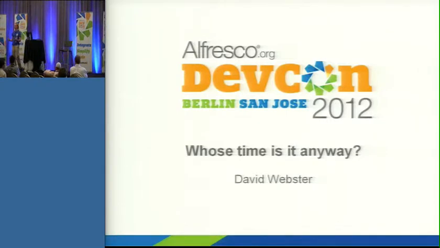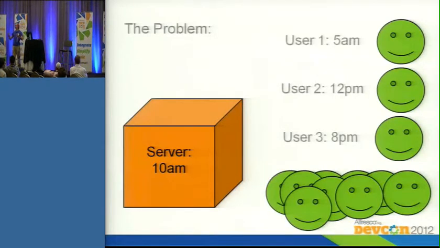First up, I'll explain what the problem is. And the problem is that we've got one server in one time zone normally, and then lots of users in time zones all over the world. And the server doesn't know what time zone that they're in, so can't display times in the UI in the right time zone for them.